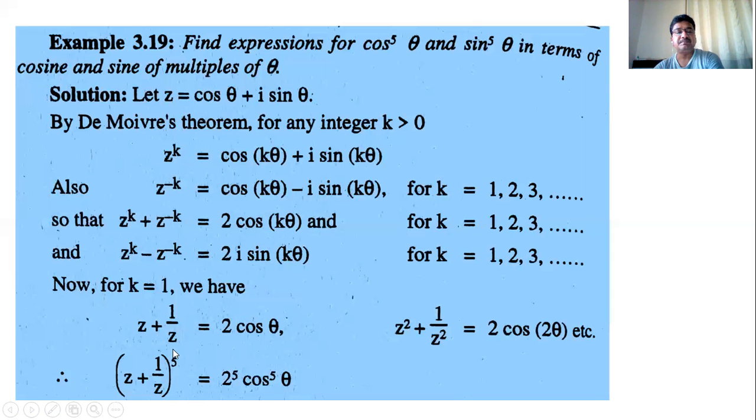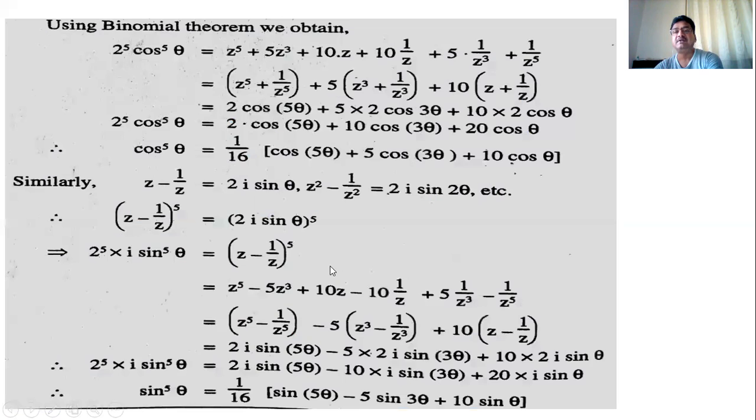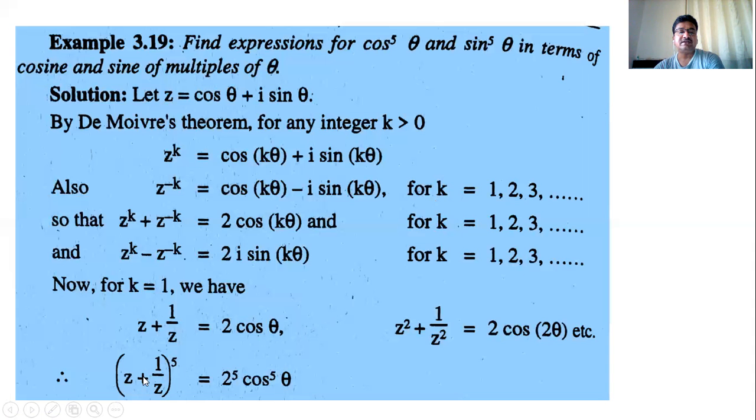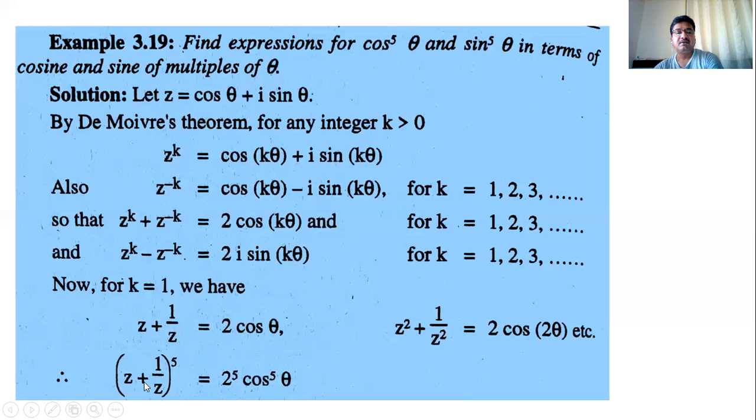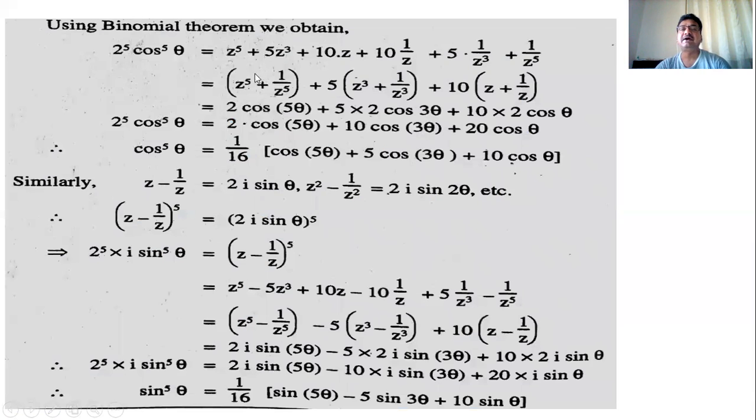Then the next term is 5C3, which is again 10, z raised to 2 into 1 by z cube is 1 by z, so this is 10 times 1 by z. The next term is 5C4, by using a calculator the answer is 5, z into 1 by z raised to 4, that is 1 by z cube. And the last term is 5C5, that is 1 by z raised to 5. So this is by using the binomial theorem expansion. We have a total of 6 terms: 1, 2, 3, 4, 5 and 6.